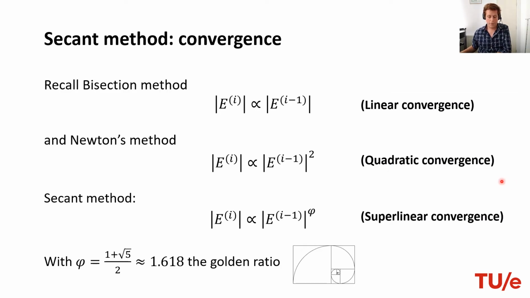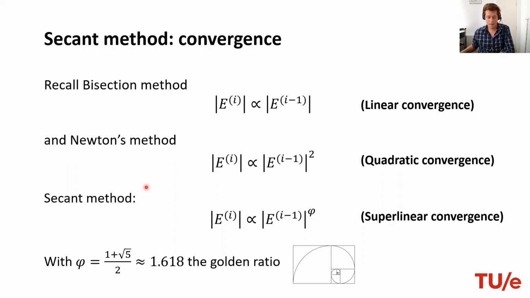Talking about convergence, we already discussed it for bisection and Newton's method. The bisection method had linear convergence. The error in iteration i is proportional to the error in iteration i minus 1, with a factor of roughly 1/2. Newton's method, under ideal conditions, had quadratic convergence, which means that we basically double the number of significant digits that we have correct in every iteration. There are certain conditions for when this holds, but when it works, it's very fast.